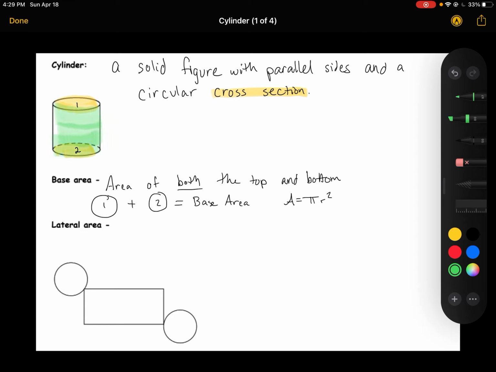The lateral area is the outsides. Maybe we can highlight this in green here. It's kind of like the outside of the shape. If you think about it like a Coke can, it'd be like if you cut the top and the bottom off and unfolded the outside of the can, that is going to be the lateral area. So this is the area of the outside of the cylinder, not including the bases.